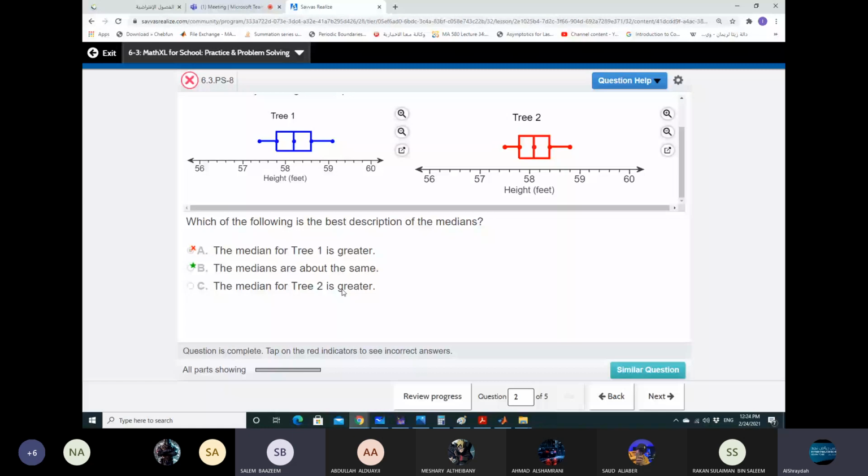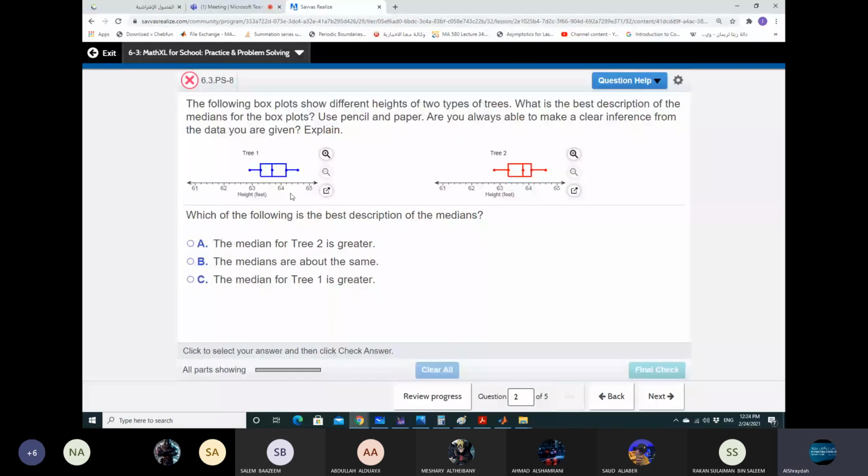Oh, so the medians are about the same. That should have been the answer. But here you can see that the median is greater, even that here 58.2 is greater than 58.1. Okay, no problem. If you understand that, no problem. What about here? We have another question.